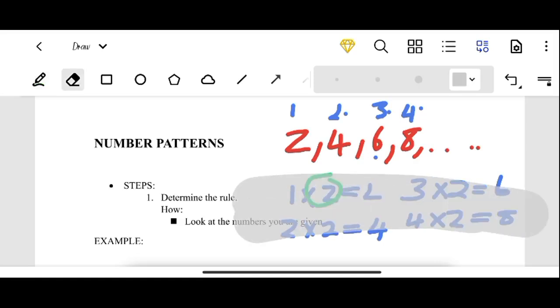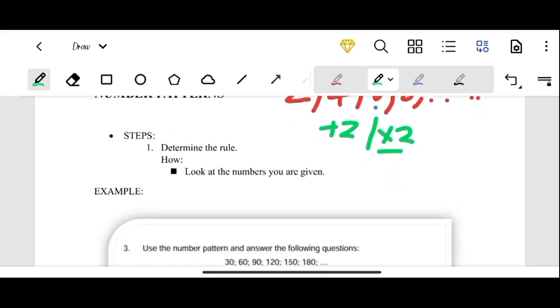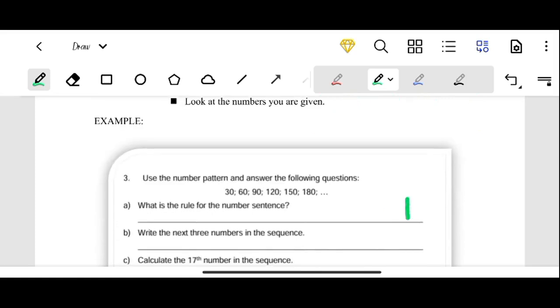How many rules did we find? We found 2. We found plus 2, and we also found multiply by 2. So you can choose any that you want to use. So I'm choosing multiply by 2. Okay. So let me show you an example down below here.